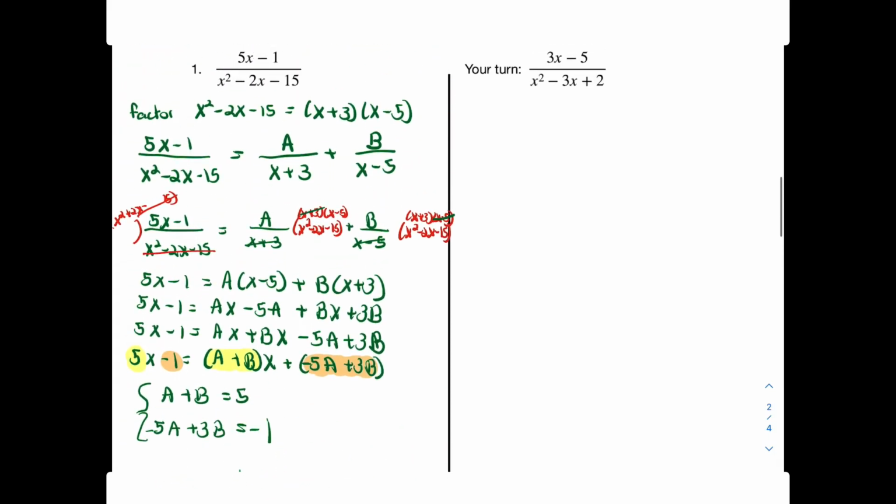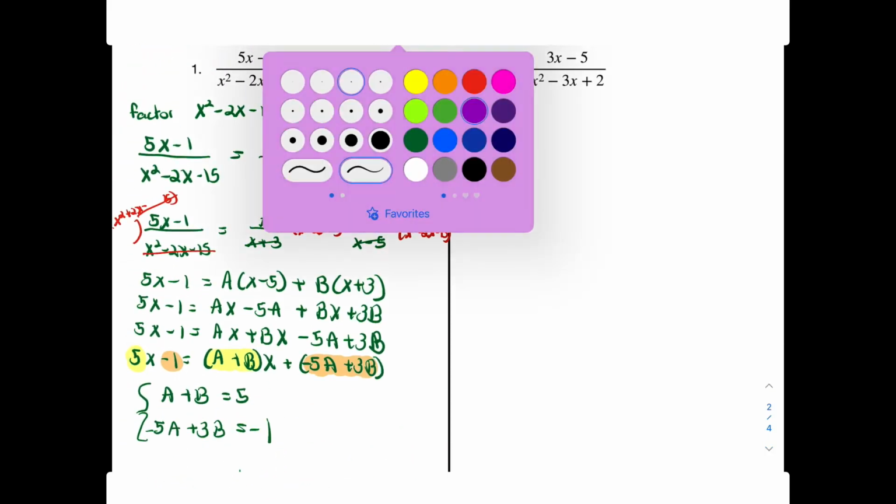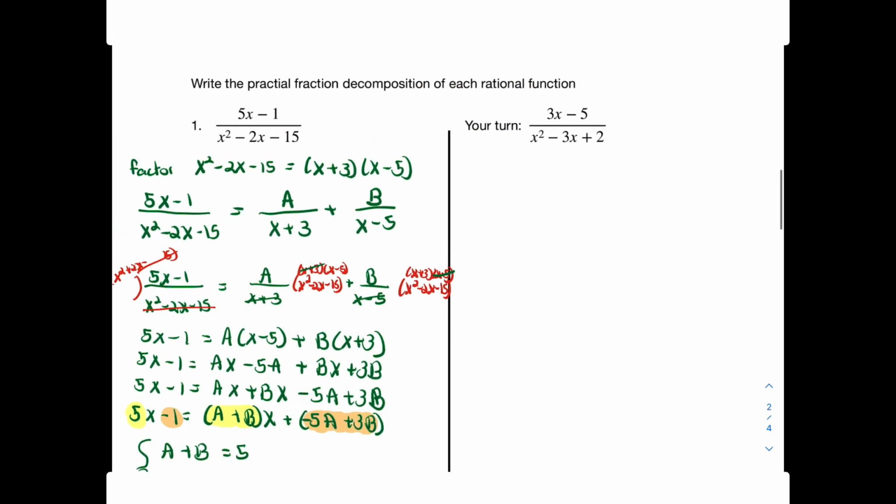All right, now I want you to try this next example. Okay, I want you to start by factoring your quadratic, your denominator. Okay, the factor of x squared minus 3x plus 2 is equal to x minus 1 times x minus 2. Now I'm going to set up for my partial fraction decomposition. So I want you to go ahead and find your partial fraction decomposition of this problem.